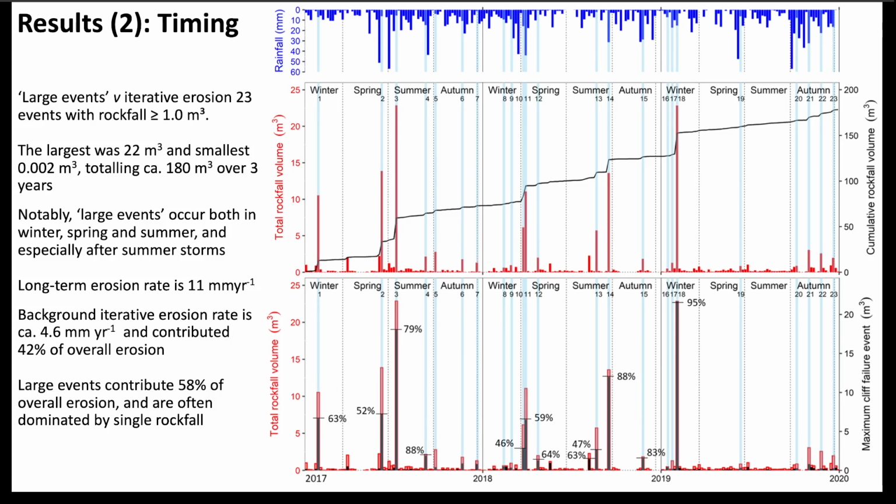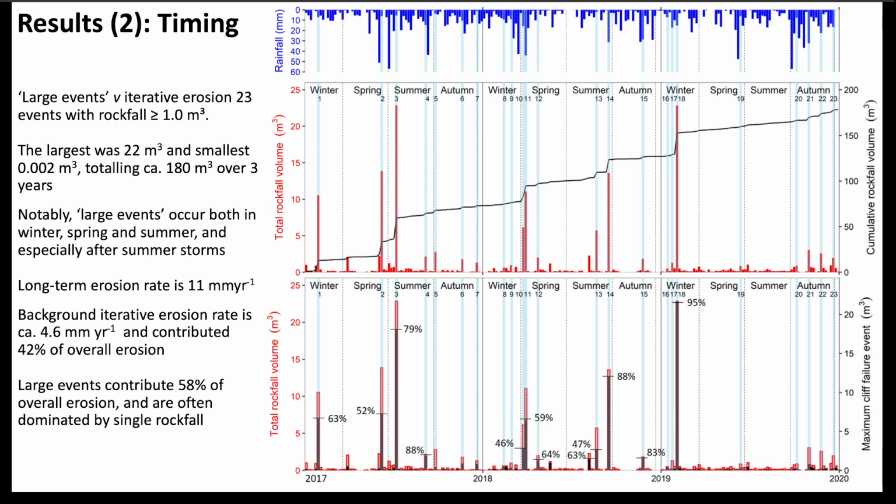The biggest event that we recorded during this period was 22 cubic metres, and the smallest was 0.02 cubic metres. In total, we lost about 180 cubic metres of rock over this 3-year period. It's notable here that the large events, the bigger rockfalls, occur in the winter, the spring and the summer, and especially after summer storms.